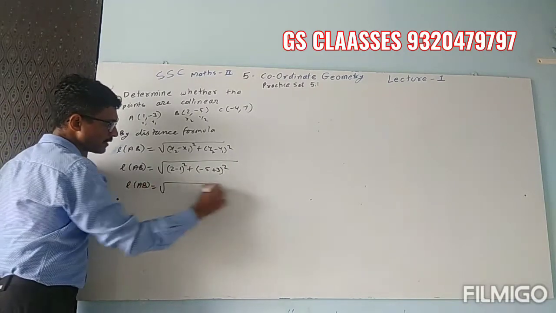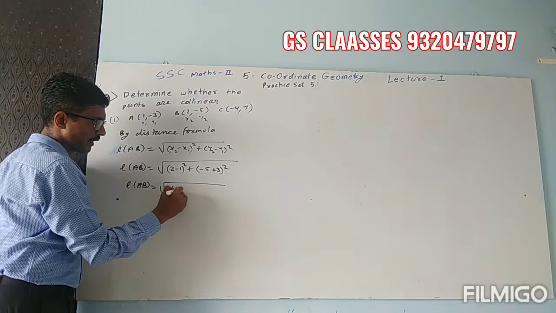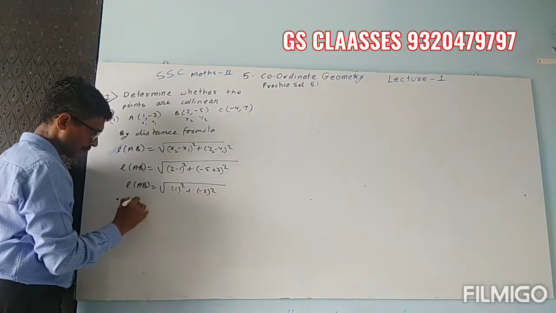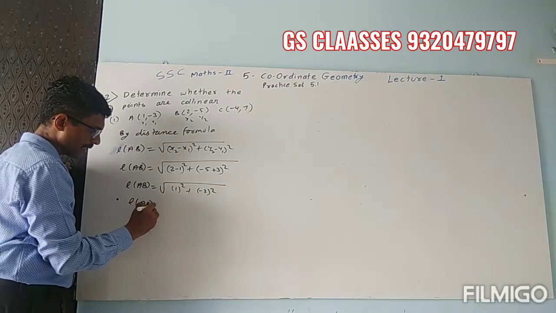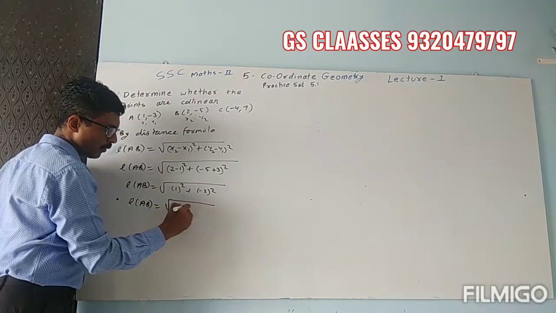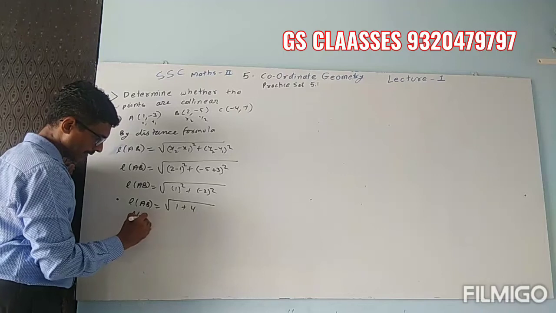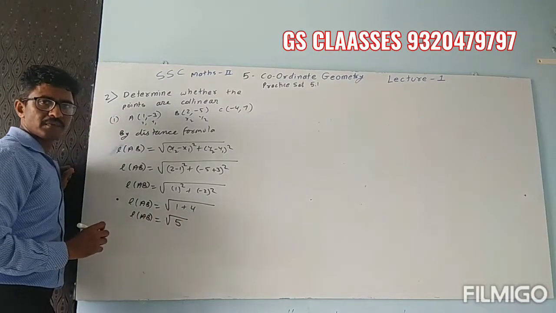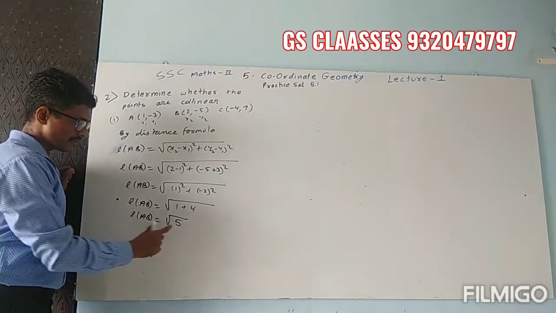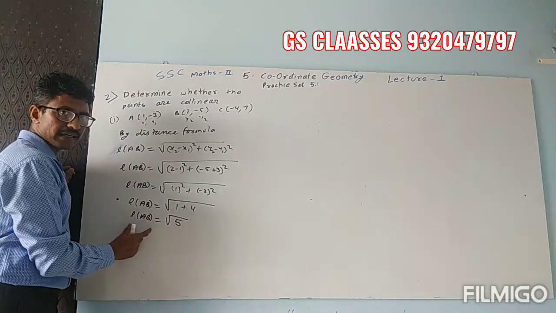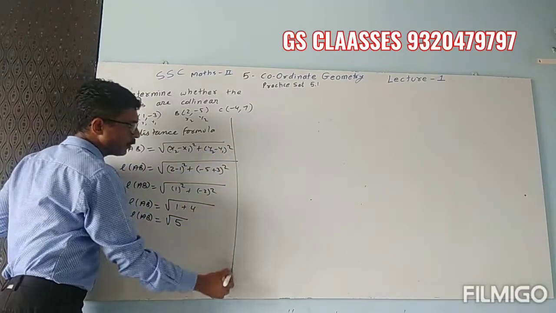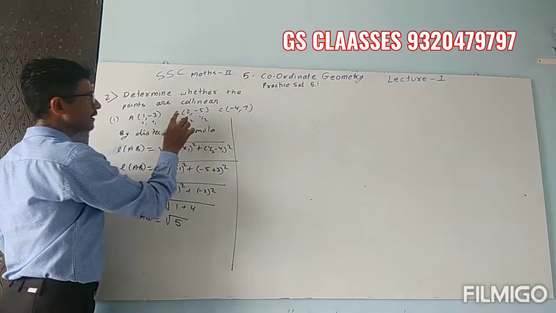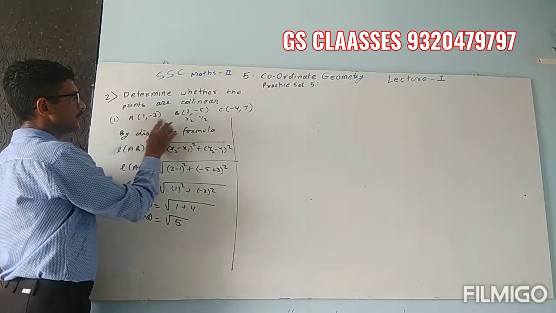Length AB is going to be 2 minus 1, which is 1, minus 5 plus 3 is minus 2. So length AB is going to be 1 plus 4, that is under root 5. Dear children, this is the value of length AB. Now we will be finding length BC.